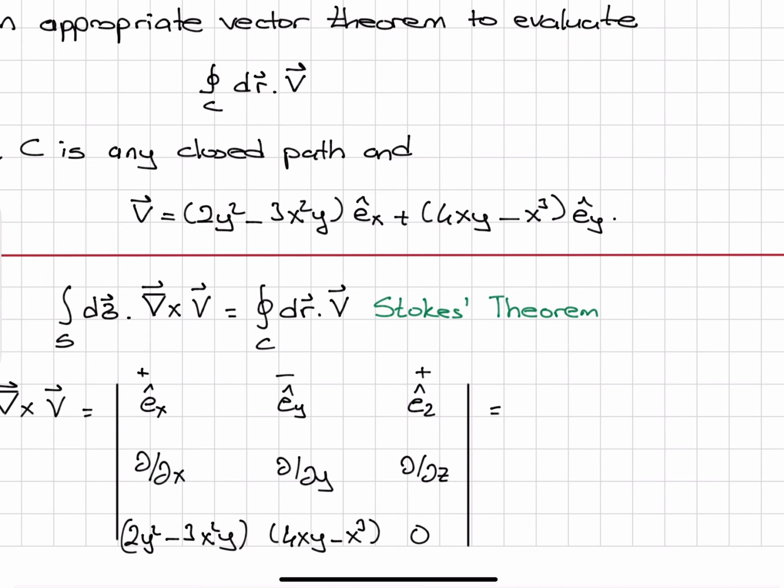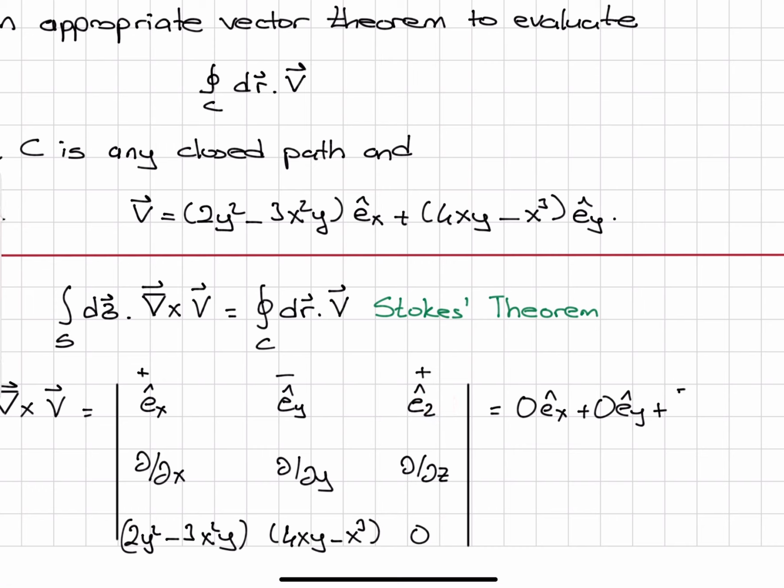Okay, so for the ex hat component, del y of 0 is 0, del z of this quantity is 0, so therefore no contribution from ex hat. So we have 0 ex hat. For minus ey hat, we have del x of 0 minus del z of this, which is also 0, also 0 contribution from ey hat. And now for the z component, ez hat, we have del x of this.